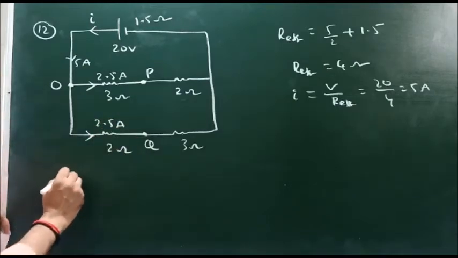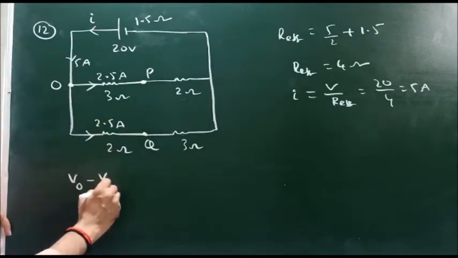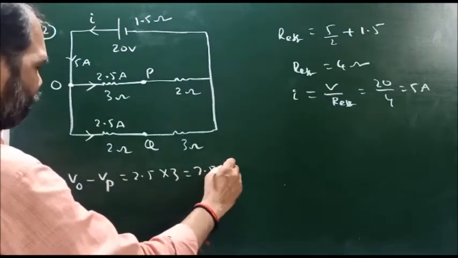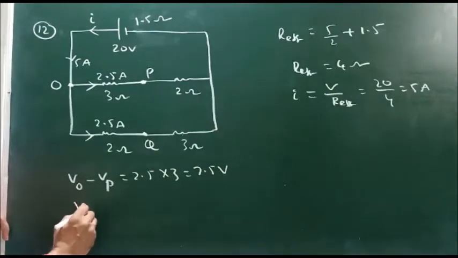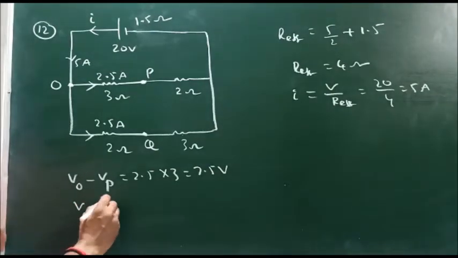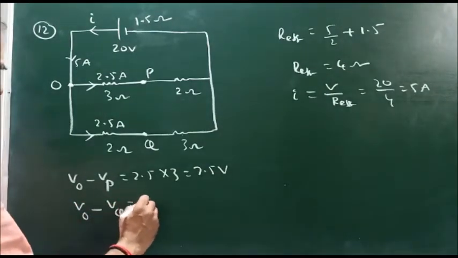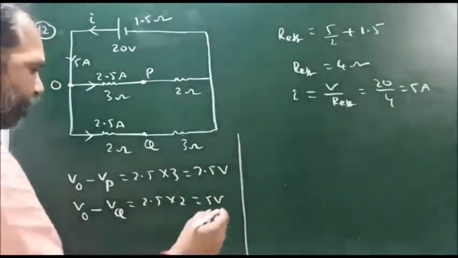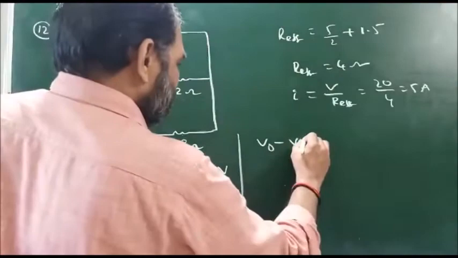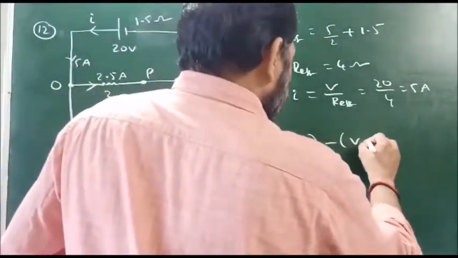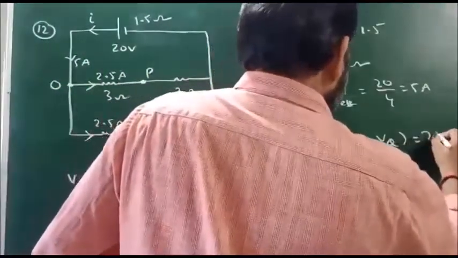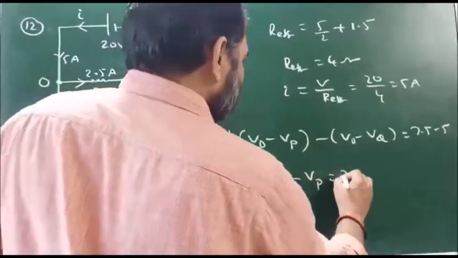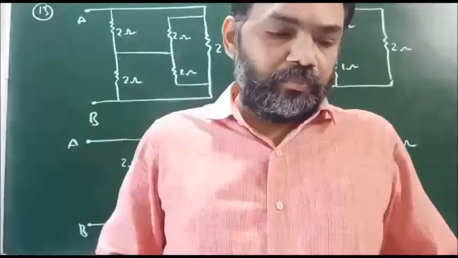In this case, the potential difference between O and P, VO minus VP, is equal to 2.5 into 3, which is 7.5 volts. In the same pattern, the potential difference between O and Q, VO minus VQ, is equal to 2.5 into 2, which is 5 volts. From this, VO minus VP minus (VO minus VQ) is equal to 7.5 minus 5. From that, clearly VQ minus VP is equal to 2.5 volts.